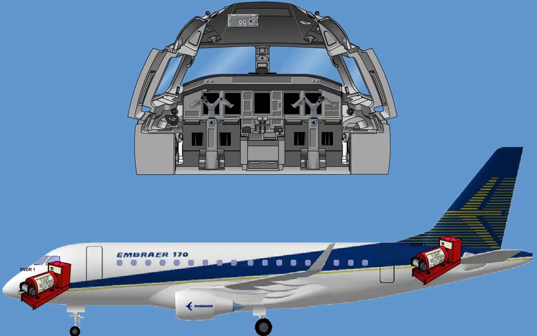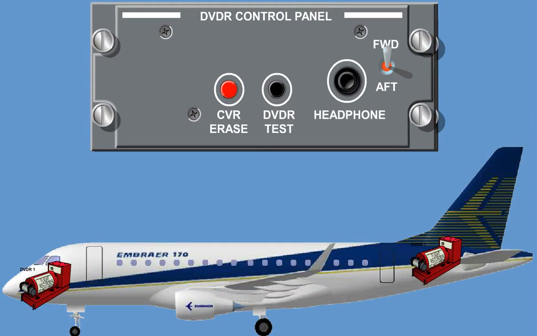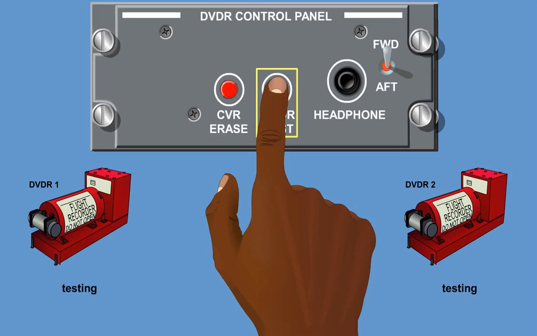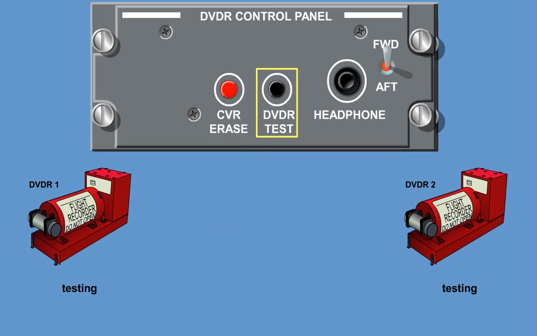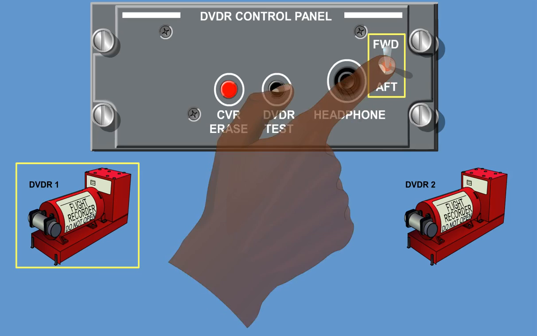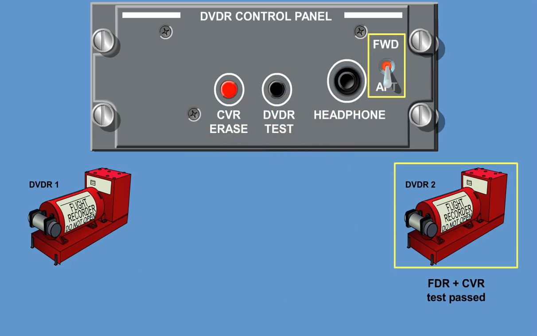The Digital Voice Data Recorder control panel uses standard input-output interfaces for a cockpit voice recorder and a flight data recorder. The Recorder Test button, DVDR Test, is used to initiate a cockpit voice recorder and flight data recorder test within both DVDRs simultaneously. You can switch the forward-aft switch position to check the test status for either DVDR1, switch to forward, or DVDR2, switch to aft.